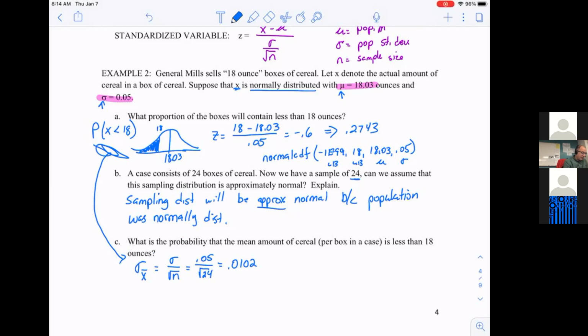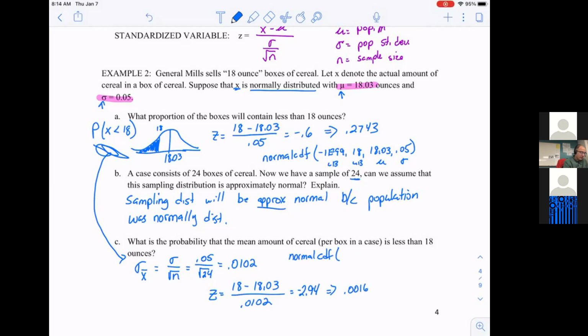If we go ahead and find that z-score, we still have 18 minus 18.03, so the observed minus the expected is still the same. The only difference is I'm going to divide by 0.0102, and that's going to be equal to a negative 2.94. And again, since the variability goes smaller, we expect seeing a mean of 18 to be much more rare, 0.0016.